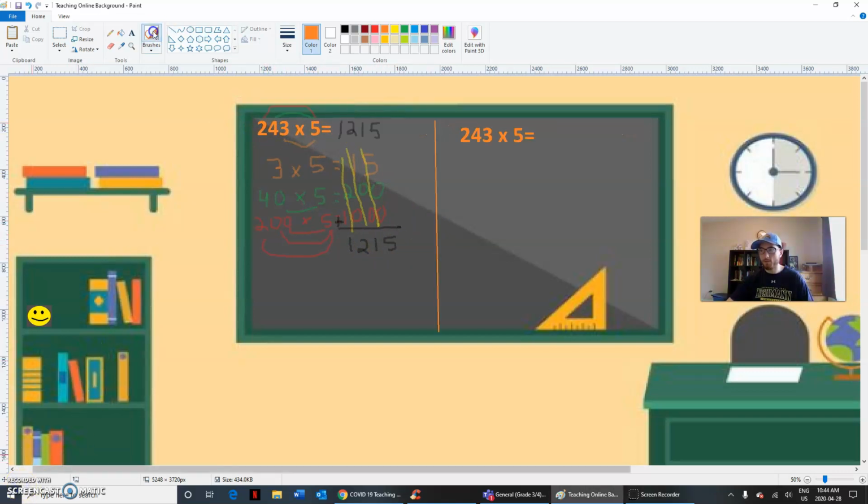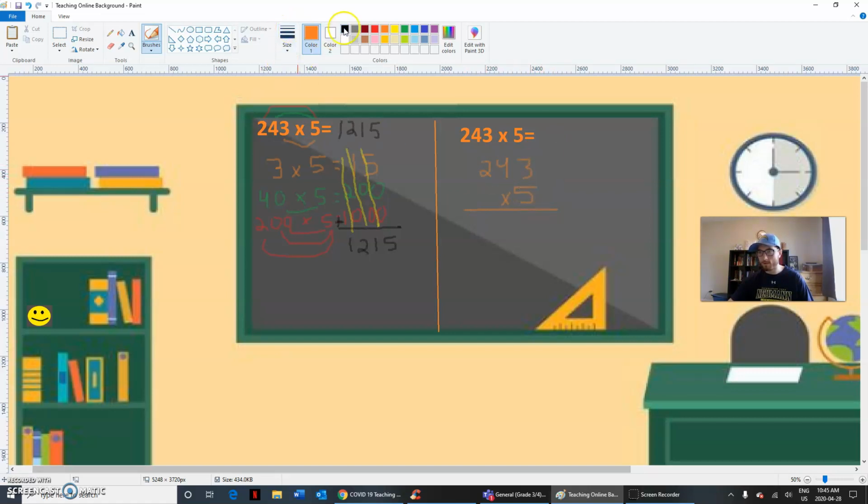Now let's do the same question with our new strategy, the traditional algorithm multiplication strategy. So what we'll do is we'll line up like this. We'll put the bigger number on top, 243, and we're going to times that by 5. And we're going to get our equal line. Anything underneath the line is what it's equal to, what our product is. So what we're going to do is we're going to times the 5 by each place value.